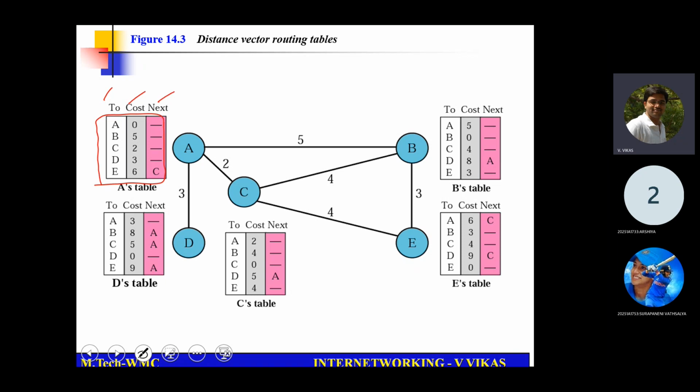Next hop means, if I have to move from this particular node, whatever node we are talking about, to the corresponding destination, the destination is B, C, D, E. If I want to move from A to B, what is the next one? If I want to move from A to C, what is the next one? It is something like you are traveling, let us say, from Hyderabad to Delhi.